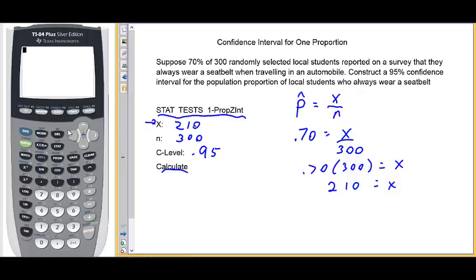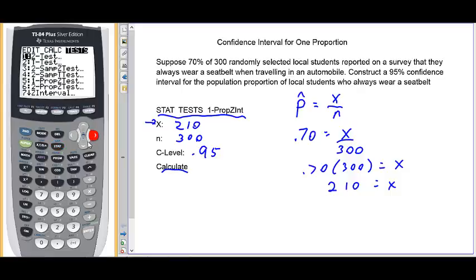So over to the calculator we go, to stat, over to tests, and make our way down past all these hypothesis tests. Get into the second page where the confidence intervals are, and we'll find the one proportion z interval, and hit enter. And here we go.